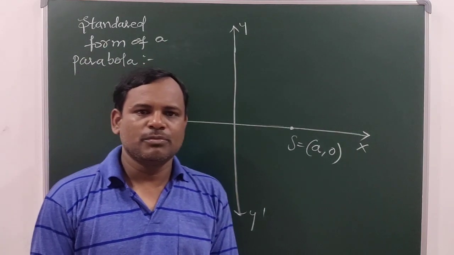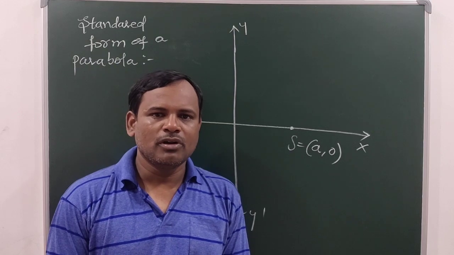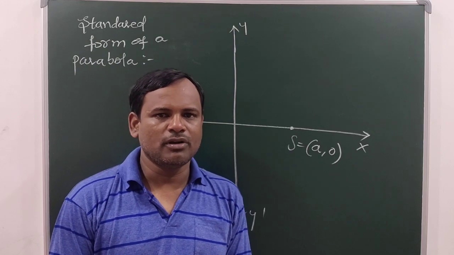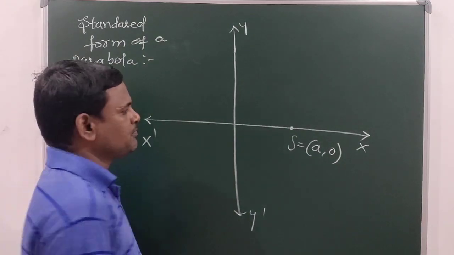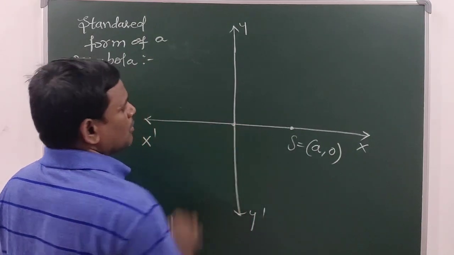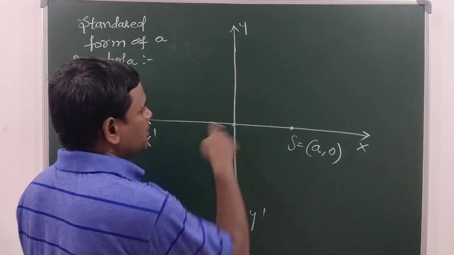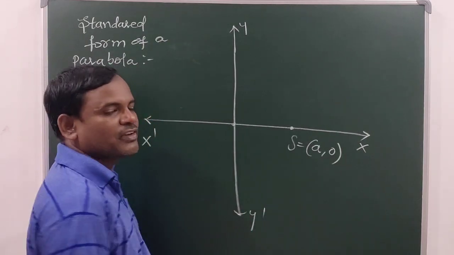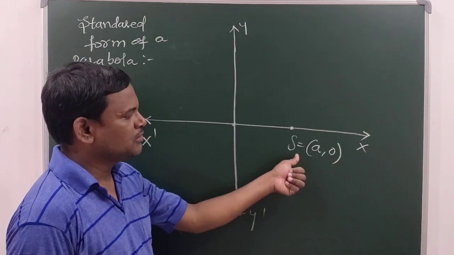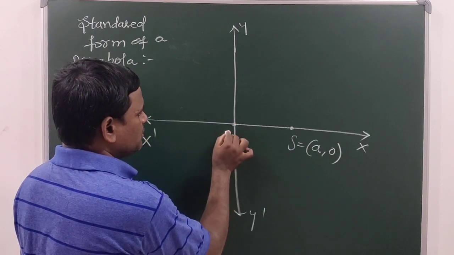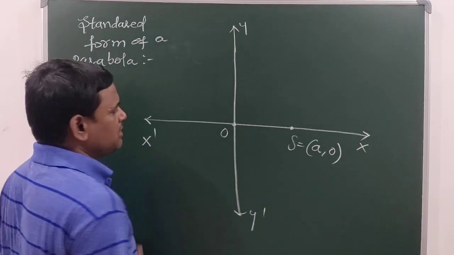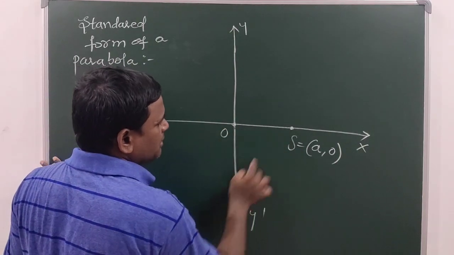In this class, now I will explain the standard form of a parabola and various forms of a parabola. Consider this Cartesian plane, in which we take a fixed point S whose coordinates are (a, 0). As you know, this is the origin. The distance from the origin to S is a.